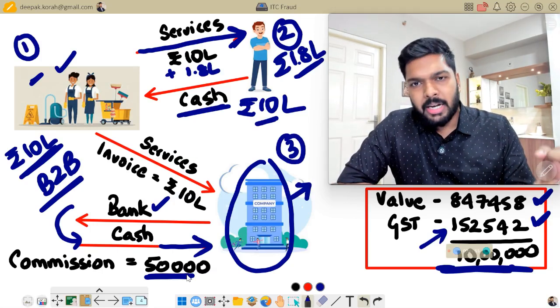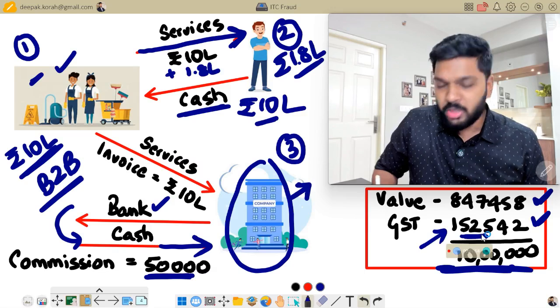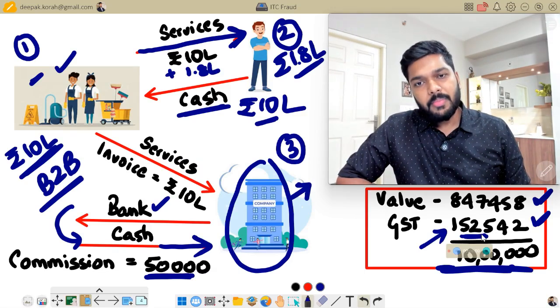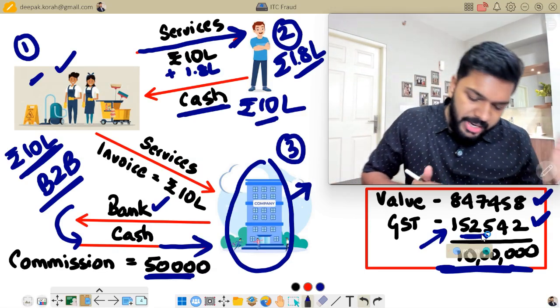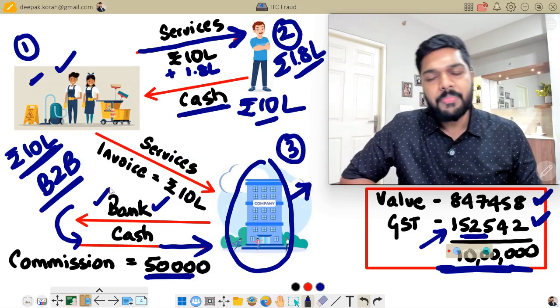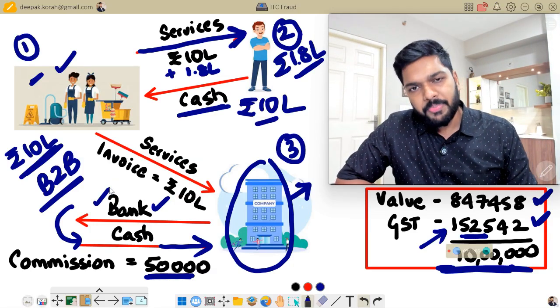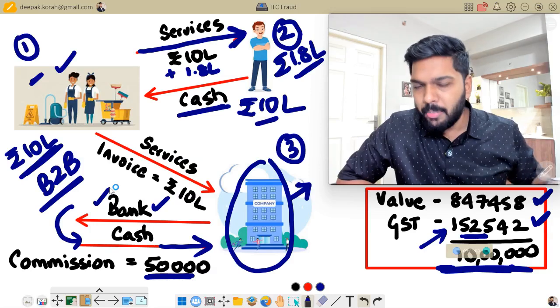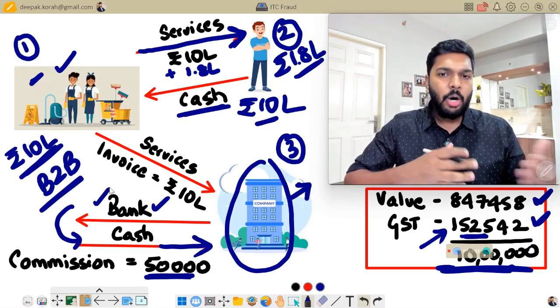I can get the input tax credit of 1.52 lakhs because I've got a bill. It looks like I've got the services because I'm making a payment of 10 lakhs through an online mode and I'm accounting for it. But under the table, I'm getting cash of rupees 10 lakhs, so therefore net outflow is nil.